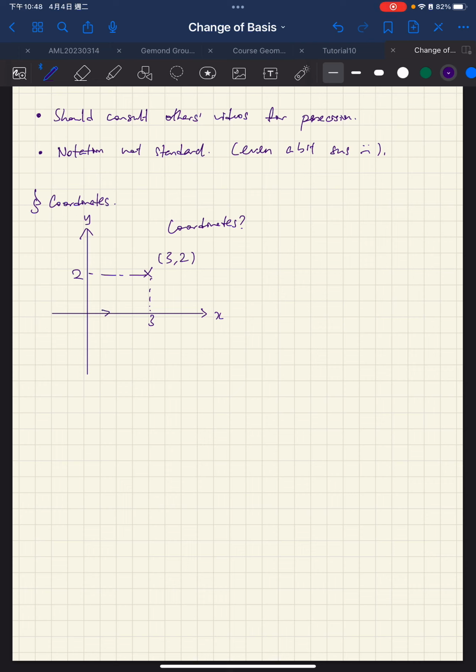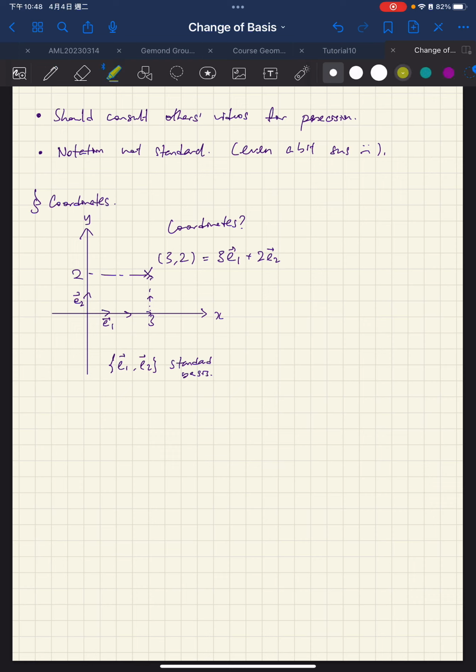It actually means that you are implying that you have vectors e1 and e2, which you know are called the standard basis, right? e1, e2, standard basis. And this vector is what you get when you just add up these things. It's the same as having 3 of e1 plus 2 of e2. And that's what we mean by 3, 2.